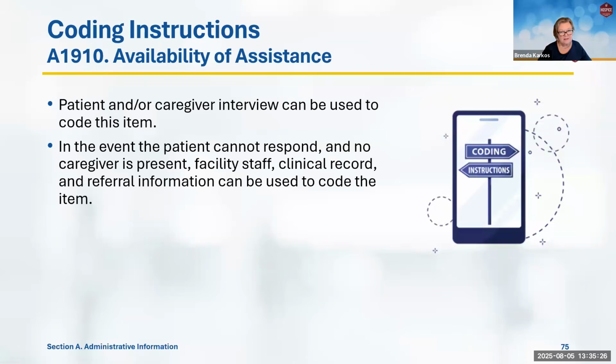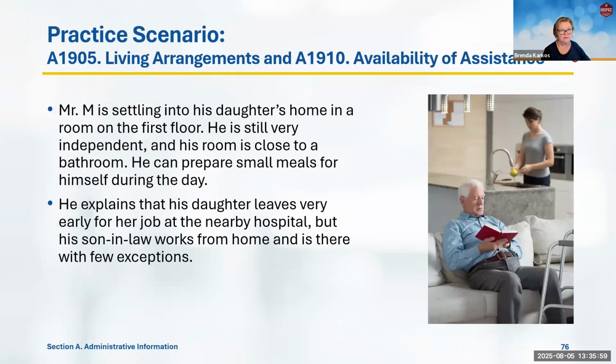And again, I want to emphasize it does not include facility staff, because that would really skew the data for all the patients that actually reside in a facility and have 24-hour care. So the coding instructions: the patient or caregiver interview can be used to code this item. In the event that the patient cannot respond and no caregiver is present, you can use any facility staff, the clinical record, or referral information to code this item. And now I'm going to turn it back to Zinnia to review a scenario to practice some of these items.